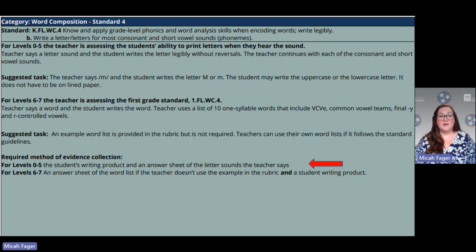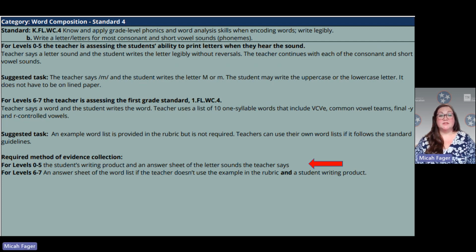The required method of evidence for levels 0 through 5 is a student writing product. There should also be an answer key of the letter sounds the teacher says. This may be uploaded into the context narrative or along with the student writing product.